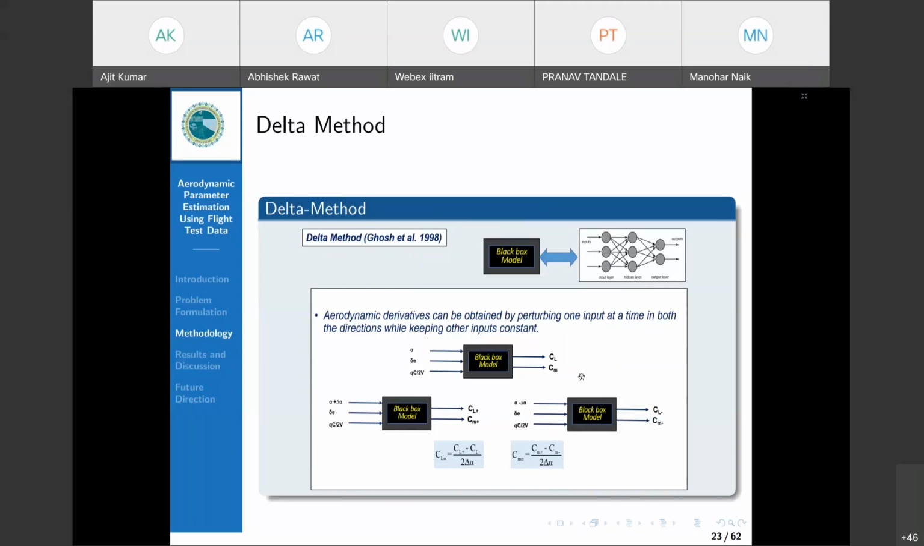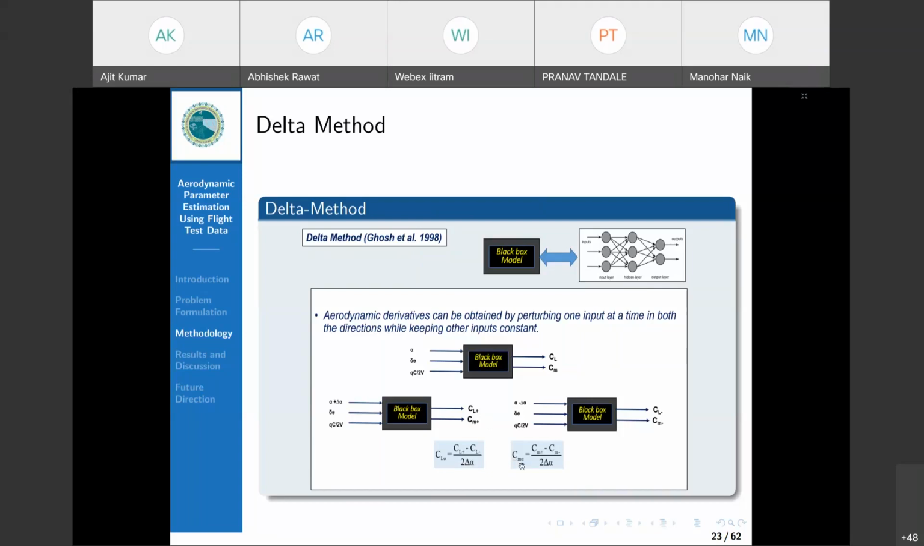You might ask why we are doing that. What's the point of perturbing the model in both directions? The answer lies in the physics of these parameters. For example, take the aerodynamic parameter CL alpha. What is the physical understanding behind it? CL alpha is the change in lift force coefficient for a change in angle of attack. So CL alpha can be written as CL plus minus CL minus divided by twice delta alpha. Why twice delta alpha? Because we are perturbing in both directions, so the effective change is 2 times delta alpha. CL plus and CL minus are the outputs of positive and negative perturbation, and by that you will be able to find CL alpha.